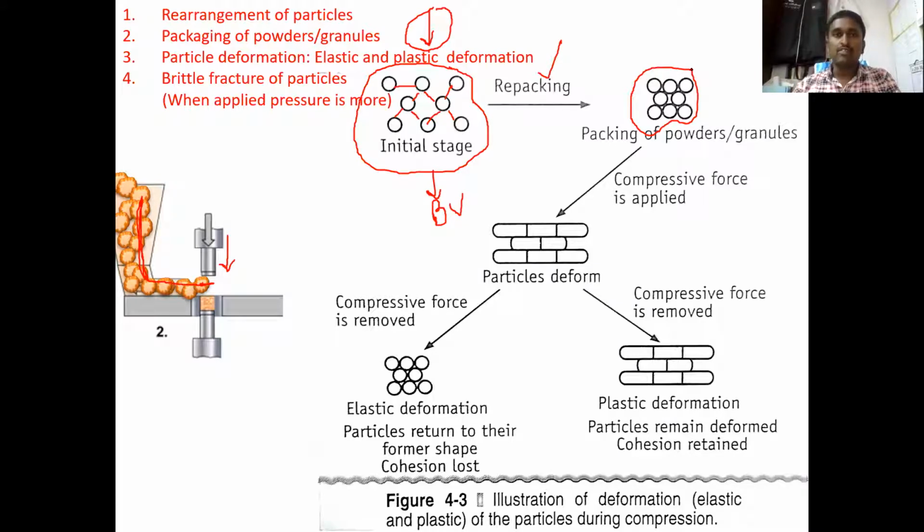Why the volume reduces is that some internal adjustments happen between the wide spaces, and the particles pack tightly with each other. That step is called packing of powders or granules, whichever it is. If you are using powders for compression, it is the packing of powders. If you are using granules for compression, that is called packing of granules.